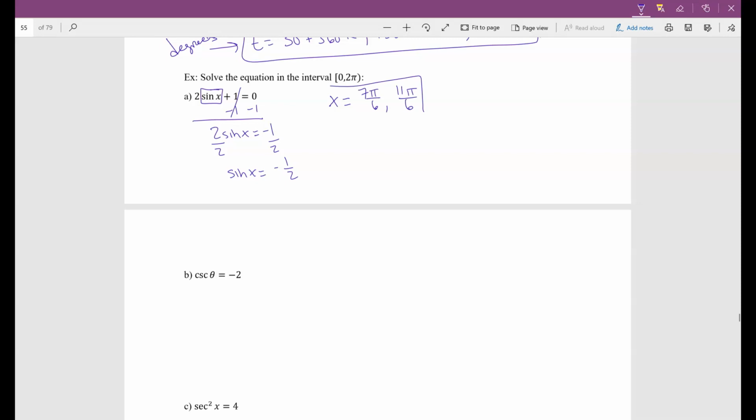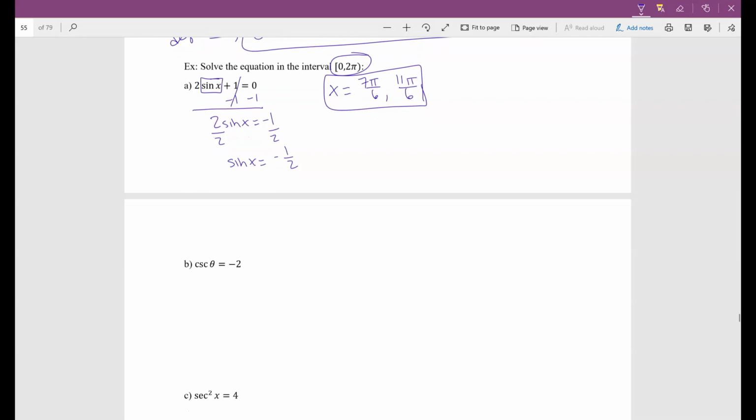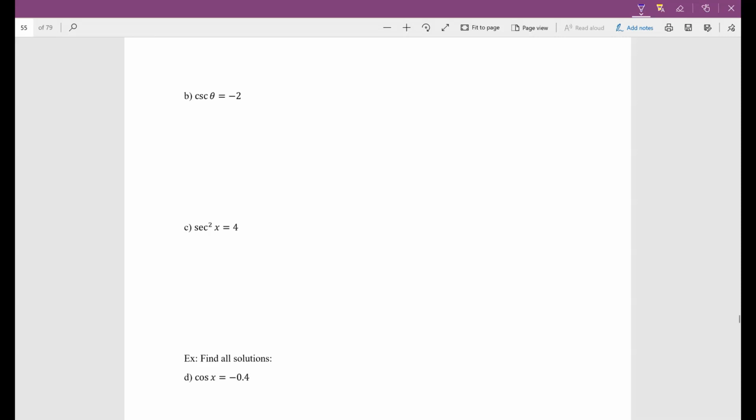Now, in this case, since we only wanted it in an interval, this will just be my solution. You don't need to write plus 2 pi k because you don't want all of them. In this case, we just want the regular solutions. Okay? So now, what about cosecant of theta? Okay, well, what is cosecant? Well, cosecant is just 1 over sine of theta.